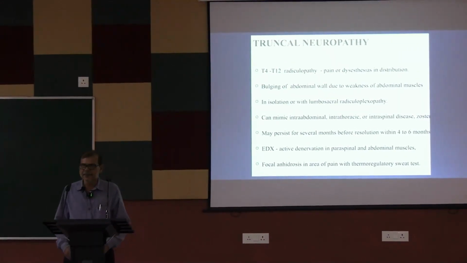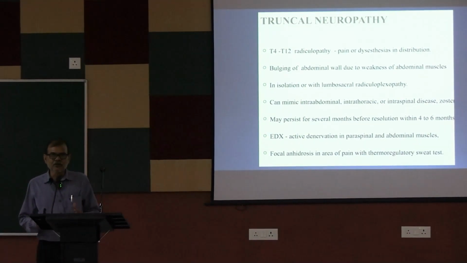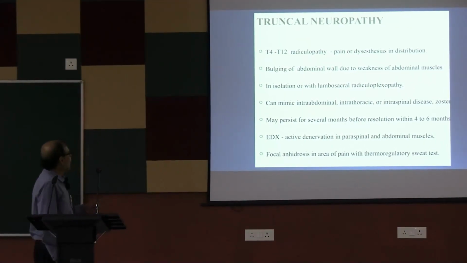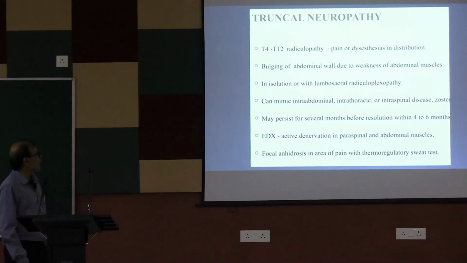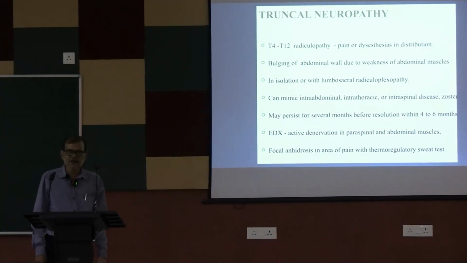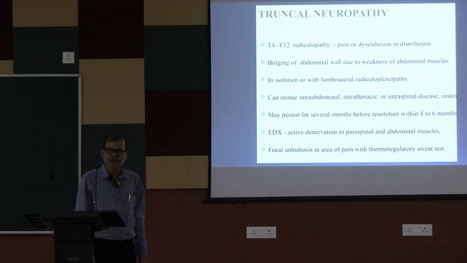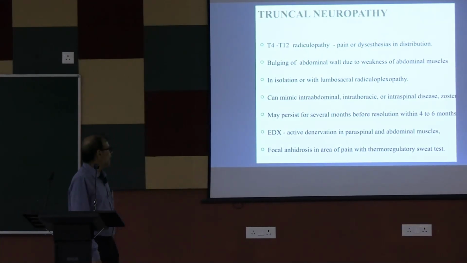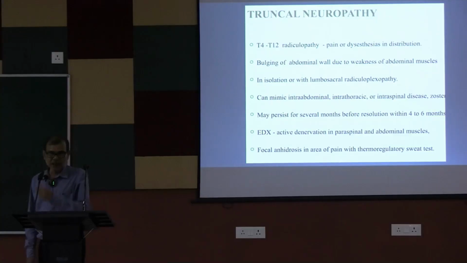Truncal mononeuropathy, that means neuropathy at the level of T4 to T12, served by the spinal nerves. What can we find? Impairment of sensation over the chest and abdomen, bulging of the abdominal wall because of the weakness of the muscles, may mimic intra-abdominal, intrathoracic or intraspinal catastrophe, or may persist several months before resolution within 4 to 6 months. Electrophysiological study is the diagnostic. It denotes the axonal degeneration.